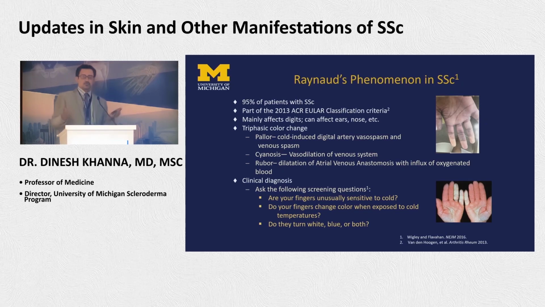I don't know if there are students here, but Raynaud's is not cold hand. It has to have at least 2 of the 3 color changes of pallor, cyanosis, and rubor. The classical finding is the discrimination, or demarcation, I should say, between the fingers. And these are the questions: are your fingers sensitive to cold, change color, do they turn white, blue, or both?